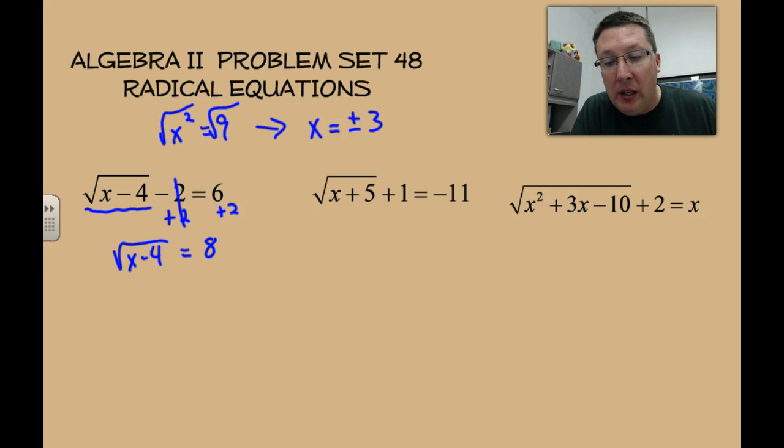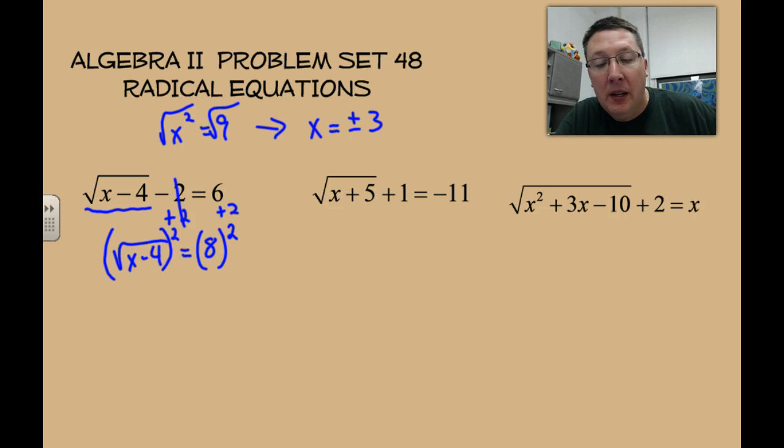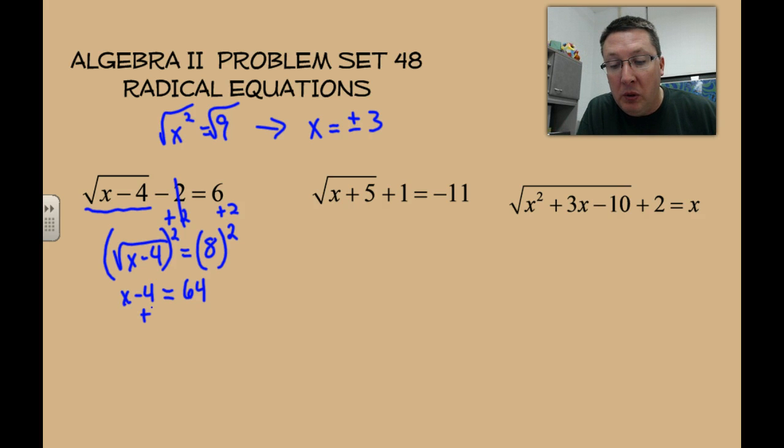Now it's important that you square the entire side. So I'm going to put this in parentheses. I'm squaring this side, and I'm going to put that 8 in parentheses, and I'm going to square 8. Okay, when you square a square root, they cancel each other out. So we are left with just x minus 4 equals, and on the right side we're going to square 8, we get 64. Now we have a very simple problem to solve for x. We simply add 4 to both sides, and we get x equals 68.